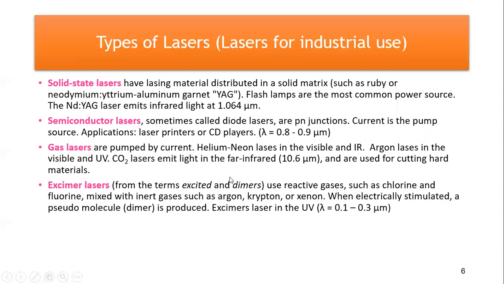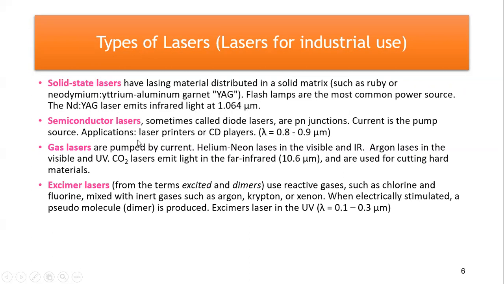So these are the types of laser being used in industry. We have solid state lasers. Solid state lasers usually use ruby and the YAG laser. YAG stands for neodymium, yttrium, aluminium, garnet. Or you can use a semiconductor, sometimes called a diode laser. If you look at the solid state laser, the YAG laser, this is the wavelength, and this is the wavelength for the semiconductor laser.